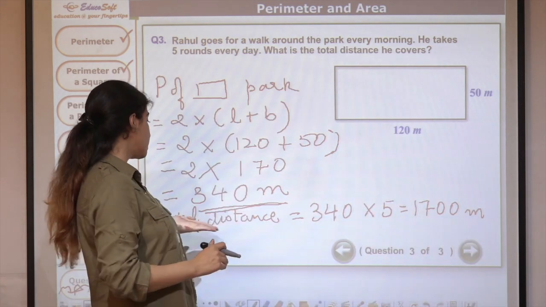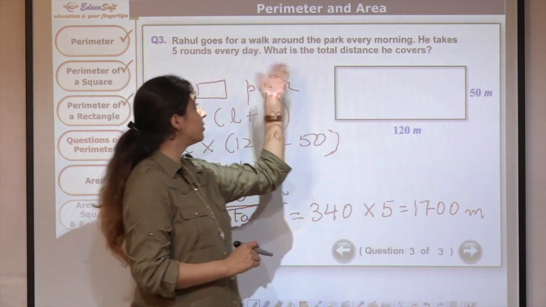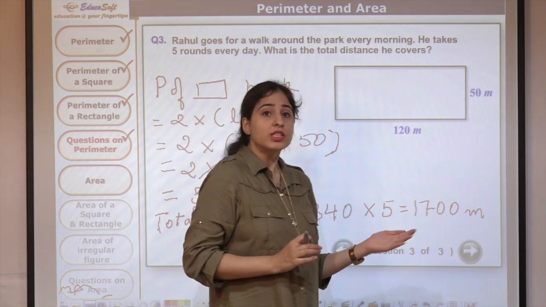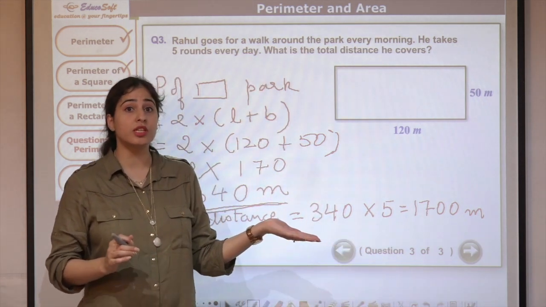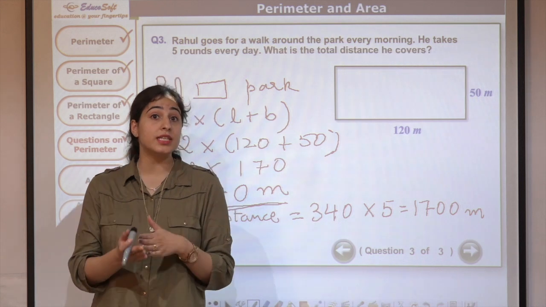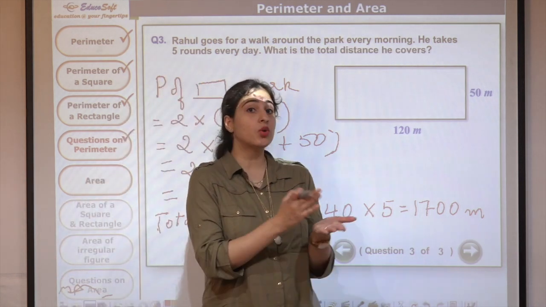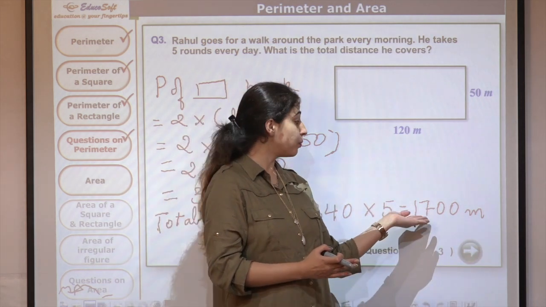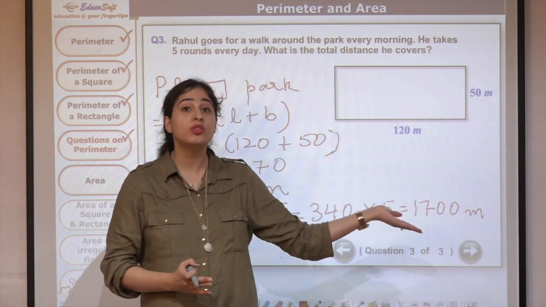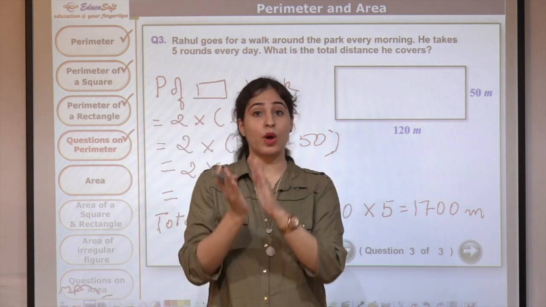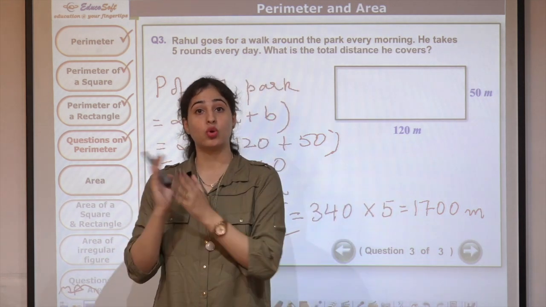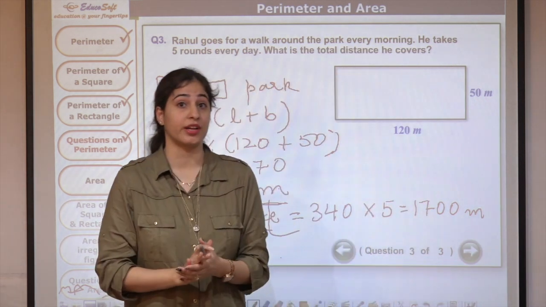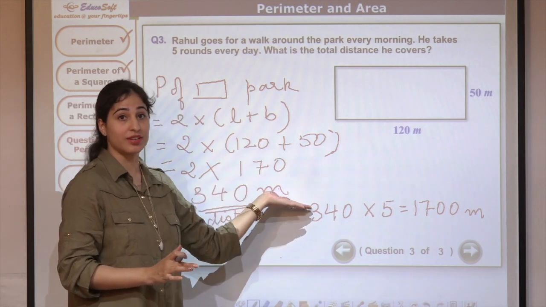So, we had to find the total distance. We have got the total distance that Rahul runs every morning. So, how much is 1700 meters? How much is he running? We can convert meters into kilometers. How do we do that? We divide by 1000, which is 1.7 kilometers. So, which is almost, we round off 1.7, we get 2. So, he runs almost 2 kilometers every morning. So, Rahul is very fit.